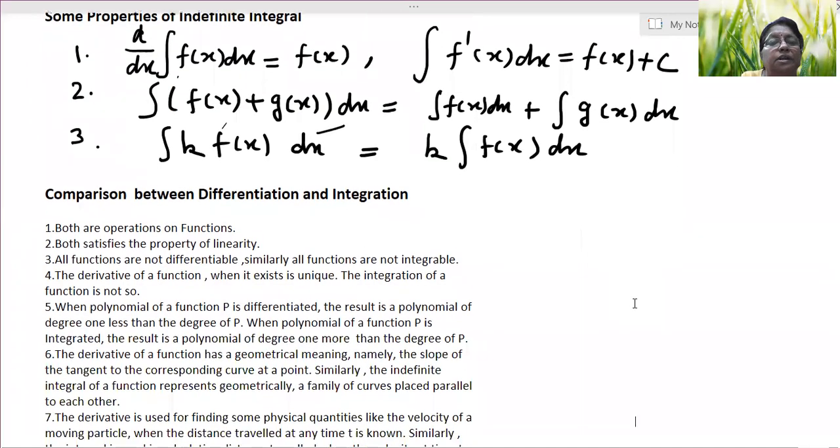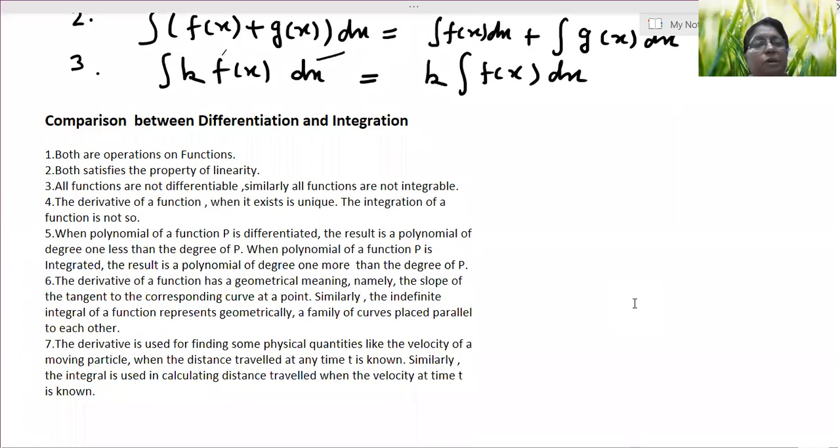Now let's see how you can compare both differentiation and integration. Okay, बच्चों. Now see. First of all, we have already seen that both are operations on functions. We get the derivative, we get the antiderivative. So both are operations on the function. The second one is both satisfy the property of linearity.